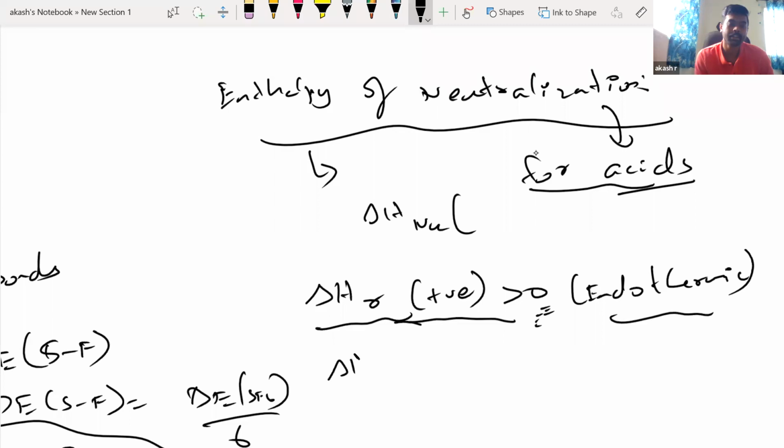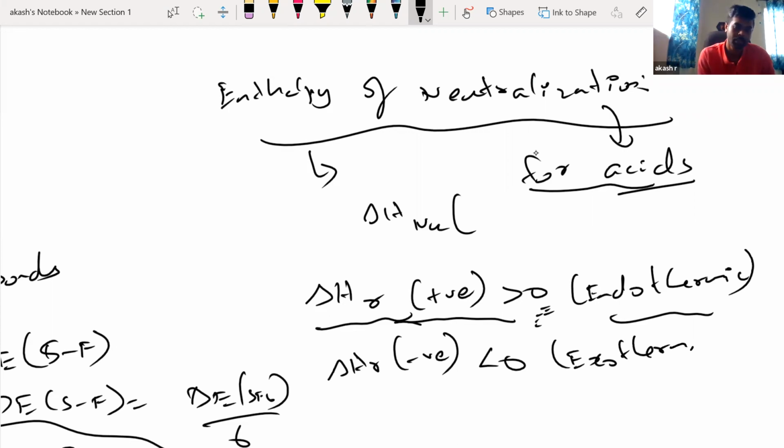All right. And another case is where it is going to be negative, that is, less than 0. Now, when we say that, obviously energy will be released, only then can we say it is going to have a negative value. So that is going to be an exothermic process.